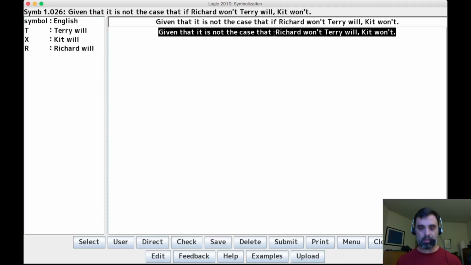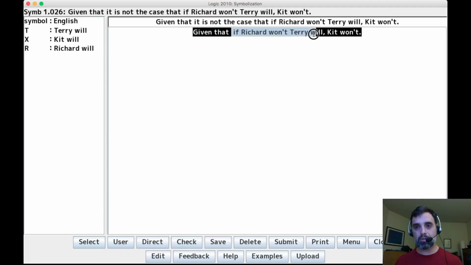The removal test says we should be left with exactly 2 sentences, no more, no less, if we're removing an if. So, okay, what about the it is not the case that? If we remove that, we have if Richard won't, Terry will, Kit won't. That doesn't sound like a sentence. And we have given that, and that's definitely not a sentence. So the it is not the case that is also not the main connective, because when we remove it, we should be left with exactly 1 sentence, and we're left with something that doesn't look like a sentence and more. So we're left with too much and maybe also not enough.